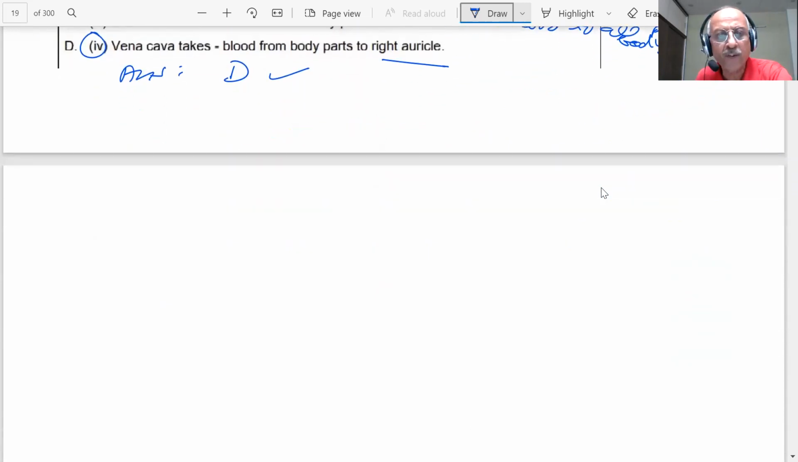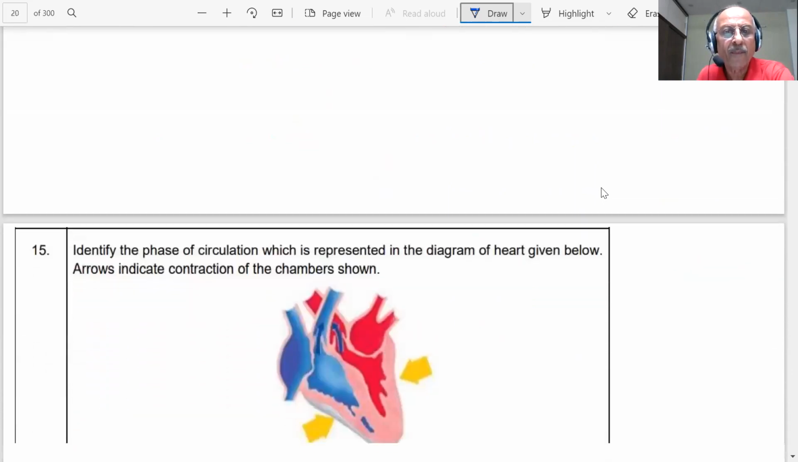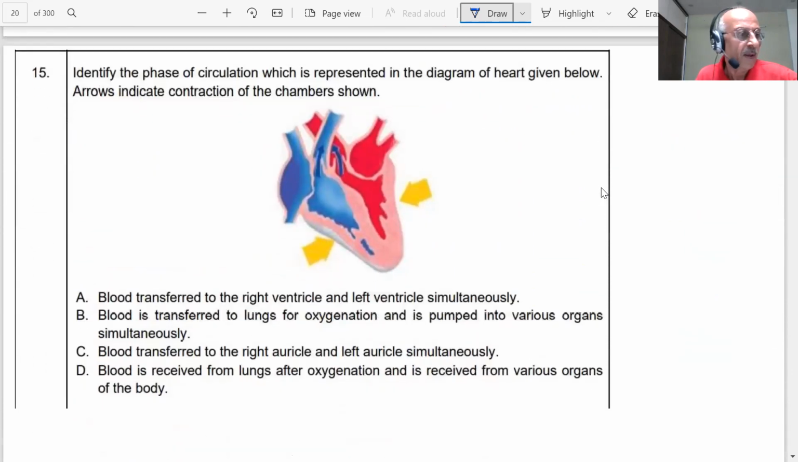Next question, students. Try to read every question very carefully before you answer any question, student. Identify the phase of circulation which is represented in the diagram. This is a diagram of the heart. There is an arrow. The arrow indicates contraction of the chambers. So what is happening then?